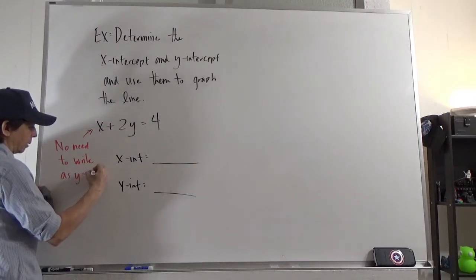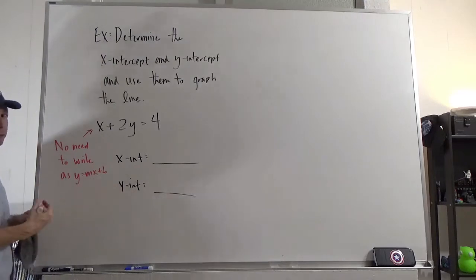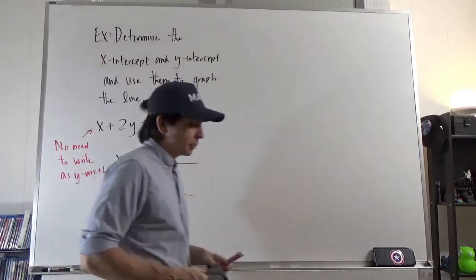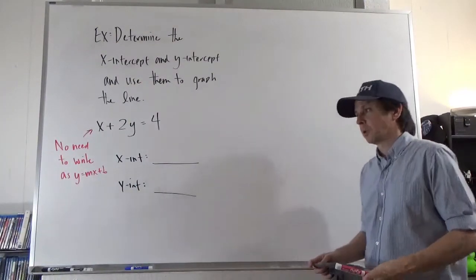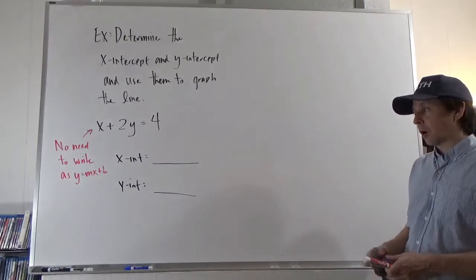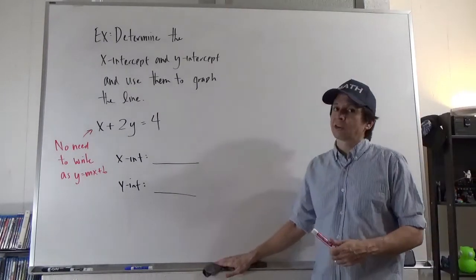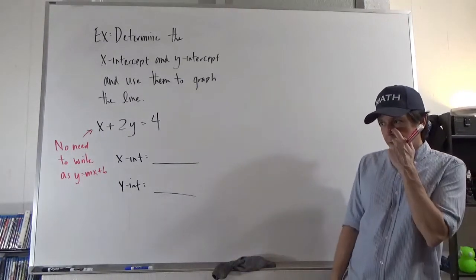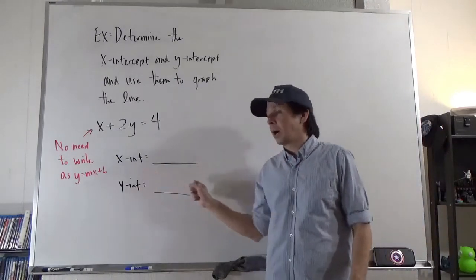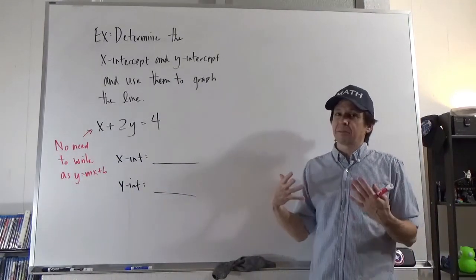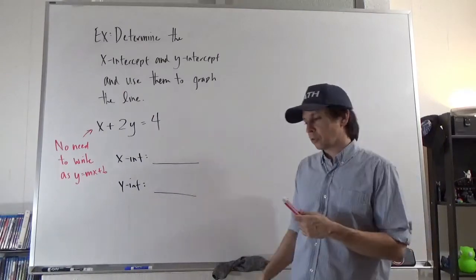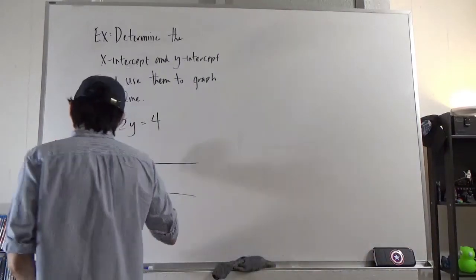Y is equal to mx plus b will be useful when you're graphing using the slope and intercept, because it helps you to identify the slope and intercept. But here we don't need them. We're not going to bother. We're going to identify x and y intercepts. And although that form does give you the y-intercept very quickly, it makes it a kind of a pain to backtrack and find the x-intercept. Instead, we're going to leave it as is.